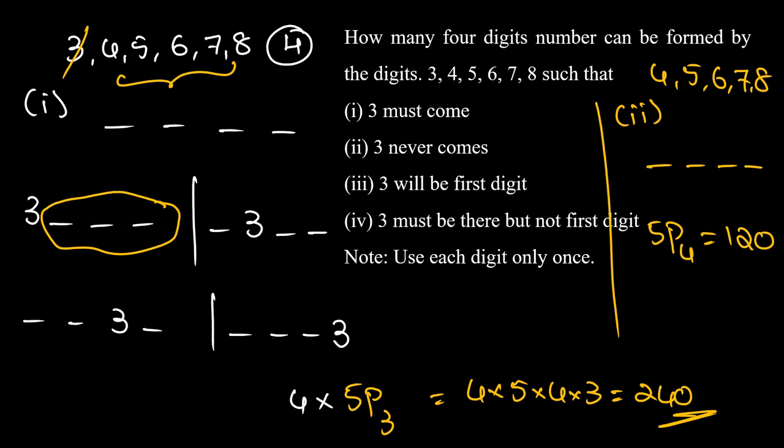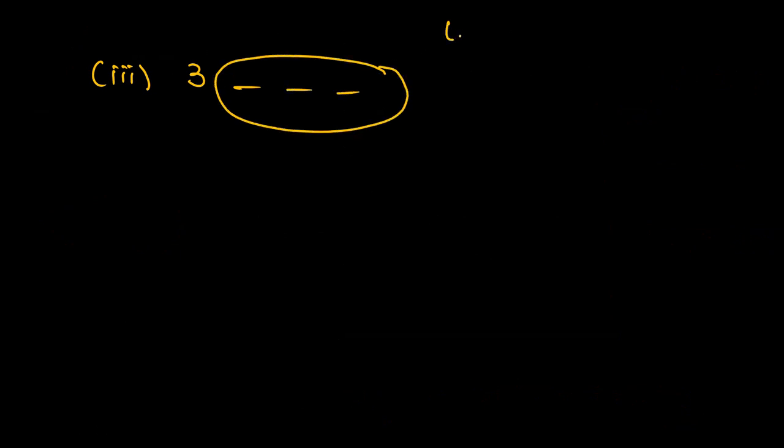Okay. Next one. What's the answer? 60. 3 will be first digit. So this slot is booked. Now these 3 slots are available as digit repetition is not allowed. We have 5 digits, 3 places, which is nothing but equal to 60. 3 will be first digit. First digit means leftmost. Last digit means rightmost. Units place is last digit.